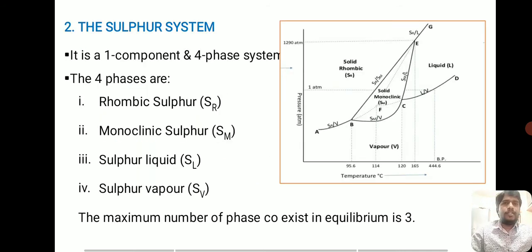The sulfur system is a one component and four phase system, that is, the four phases in which it exhibits are rhombic sulfur, that is Sr, monoclinic sulfur Sm, sulfur liquid Sl, and sulfur vapor, that is Sv. So the maximum number of phases that coexist in equilibrium is 3.